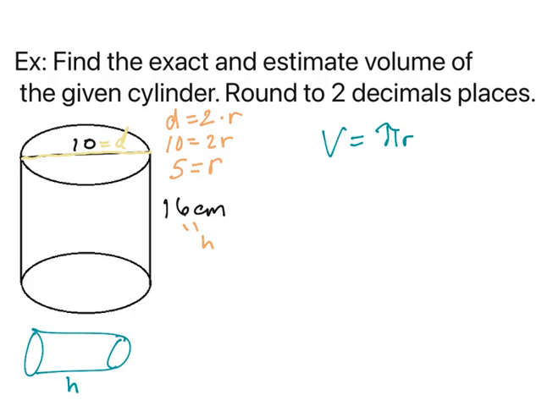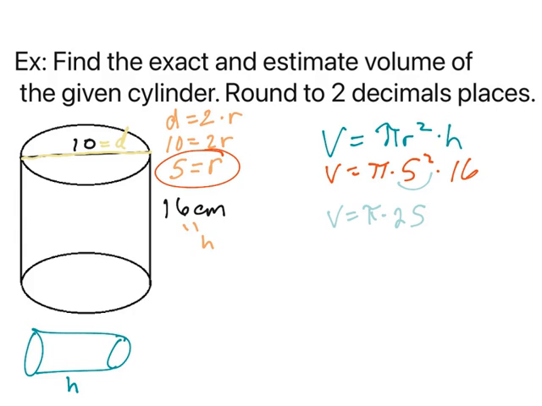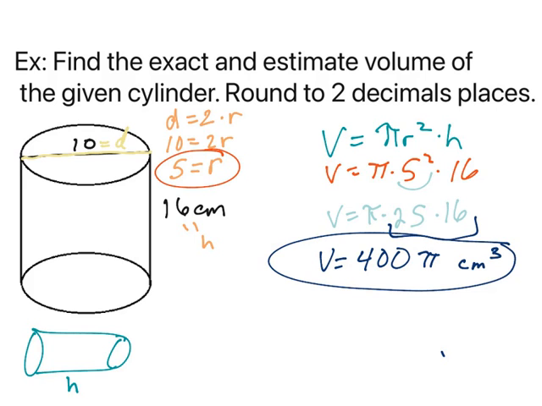Volume, again, is pi r squared times the height. So pi, my radius we said is 5, so 5 squared, and the height is 16. Again, order of operations, I take 5 squared. So 5 squared is 25, 25 times 16. Now I'm ready to just multiply my two numbers together, and 25 times 16 is the beautiful number 400 pi, and my units are centimeters cubed. So that's my exact answer. It's exact because we are using the pi symbol.